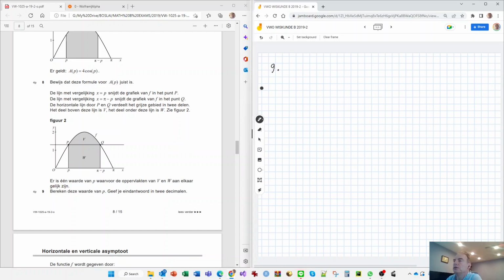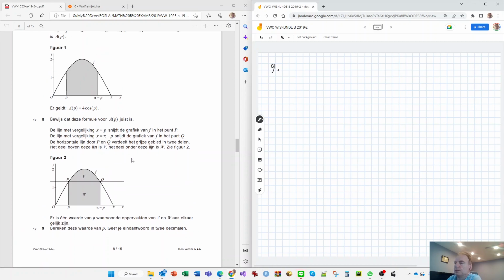Okay. Well, we need to find out what V and W are and set them equal. So for V is this area between these lines.